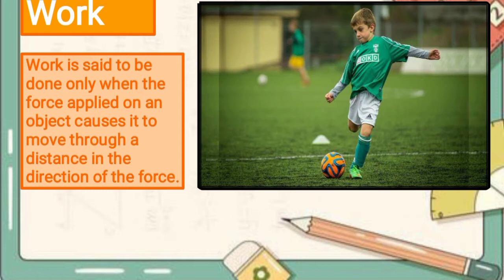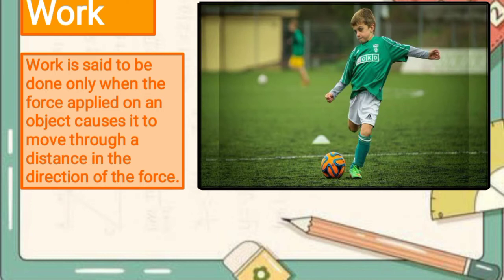Work is used to describe a lot of activities in everyday life. But in science, however, the word work has a very specific meaning. Work is said to be done only when the force applied on an object causes it to move through a distance and in the direction of the force. However, work is also said to be done when the force applied on the object causes a change in the shape or size of the object.